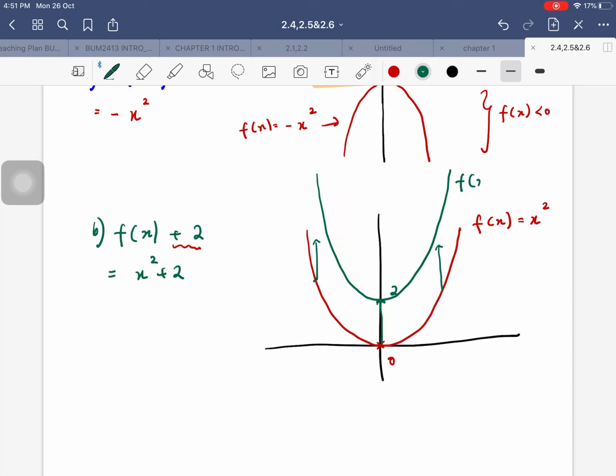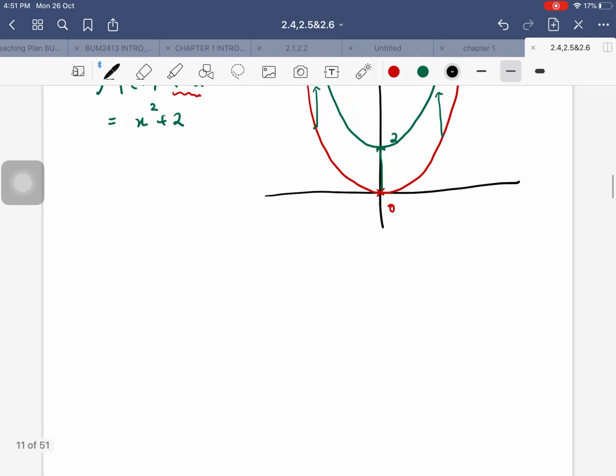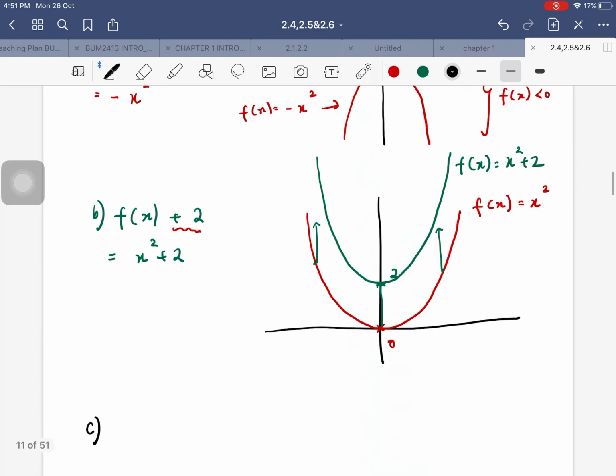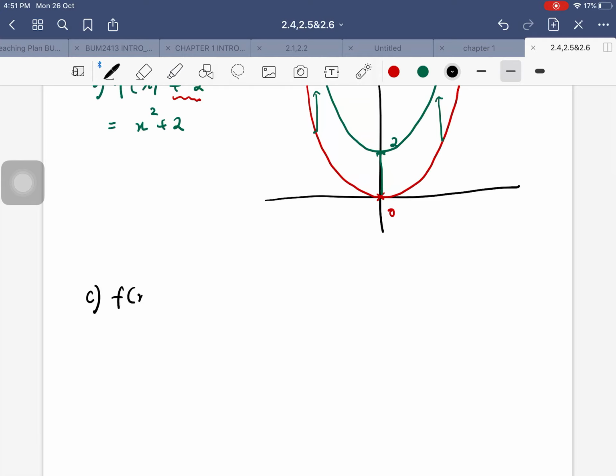Okay, so whatever I had goes up 2 units. So this is going to be f of x equals x squared. So the one in green is going to be f of x equals x squared plus 2. So now my new intercept is going to be at 2. Okay, that's b.